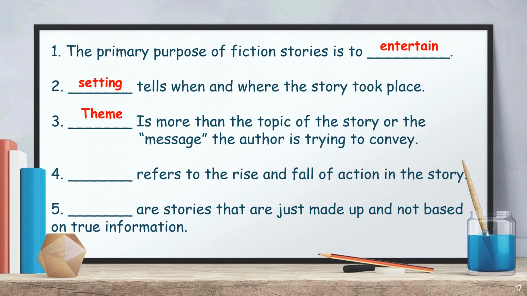And for number 4, it refers to the rise and fall of action in the story. So when we say the rise and fall of action in the story, that is plot. And for number 5, blank are stories that are just made up and not based on true information. So what's the answer? That is fiction. Now, if you get all correct, give yourself 5 points and you're very good.